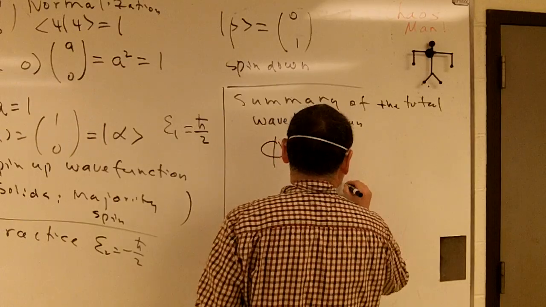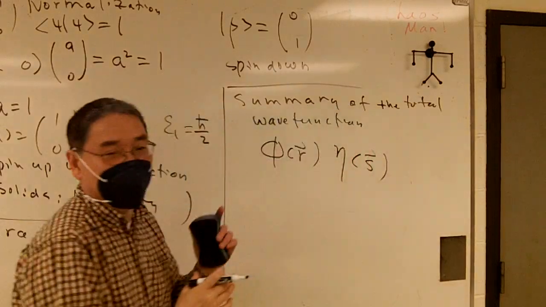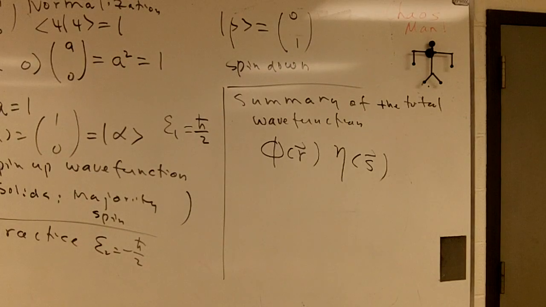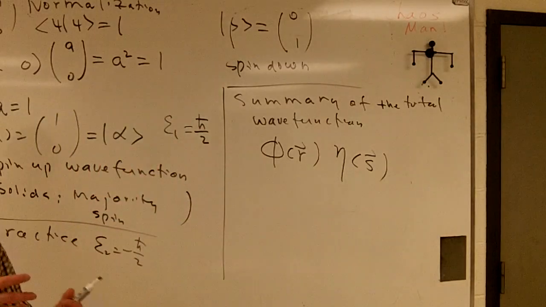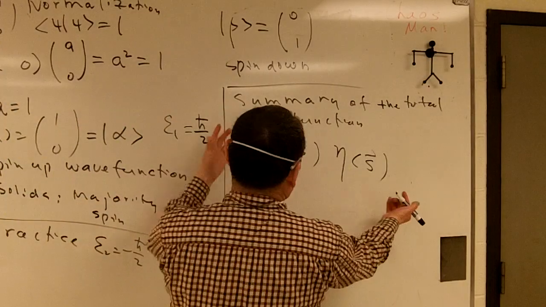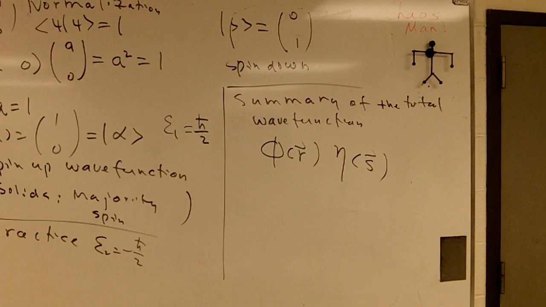In the book we use eta. This is the spin part of the wave function. And this is called the direct product of these two. These two are completely isolated in the sense that you can apply them separately. So this will be phi, and this eta, just multiplied by each other. That's the summary of the total wave function you will get from this.